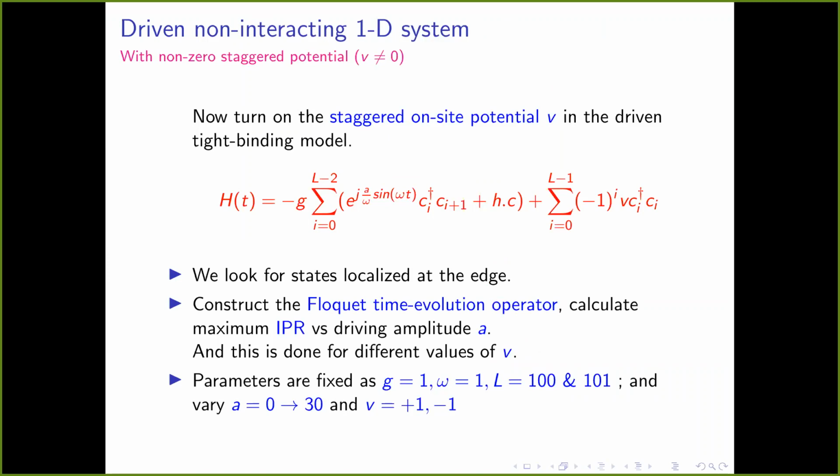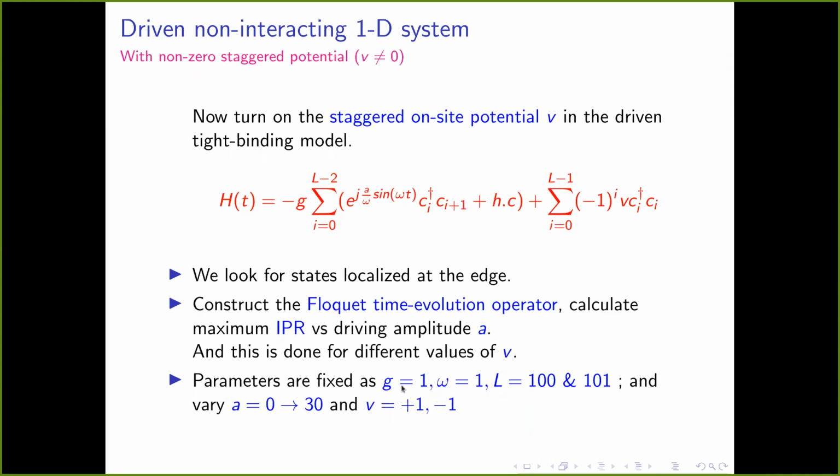Okay, now I can turn on this staggered potential. And again, I have this Hamiltonian, and we look for states localized at the edge. Similarly, we have to construct the Floquet time evolution operator and calculate the maximum IPR versus the driving amplitude A. And this I have done for different values of V.